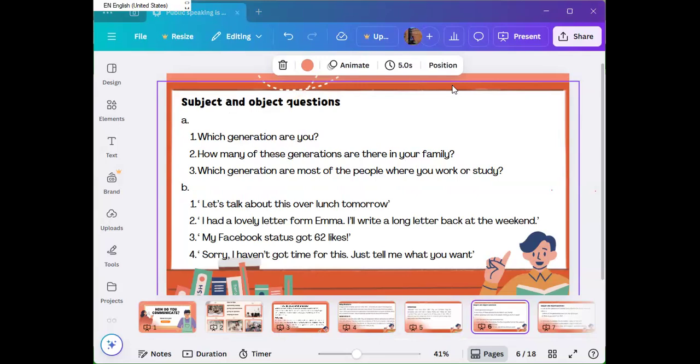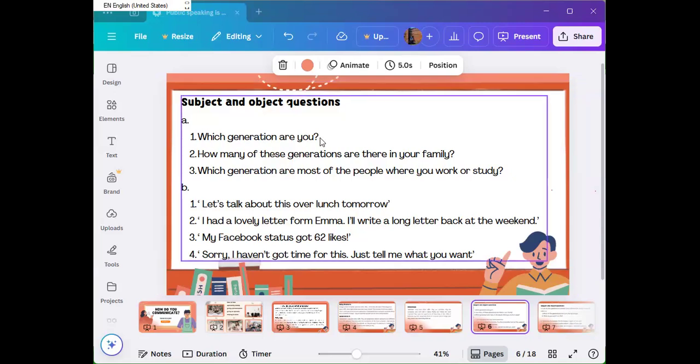So if we don't understand questions, we can't answer. So if we read or listen to a question, you have to know which question that is, subject question or object question. All right.